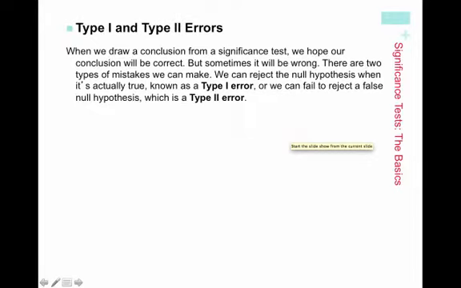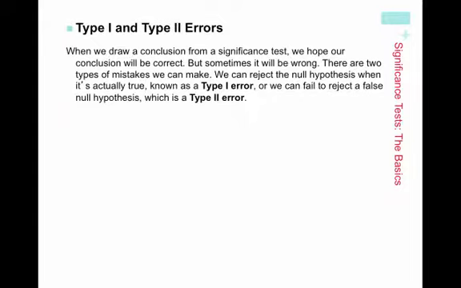Let's finish our introduction to significance tests. We're going to talk about some error today. Type 1 and type 2 error is called. Sometimes when we draw a conclusion from these significance tests, our conclusion is going to be wrong. We hope that we're right, but sometimes it's not. And there are two types of mistakes that can be made, and we saw those in the previous video.